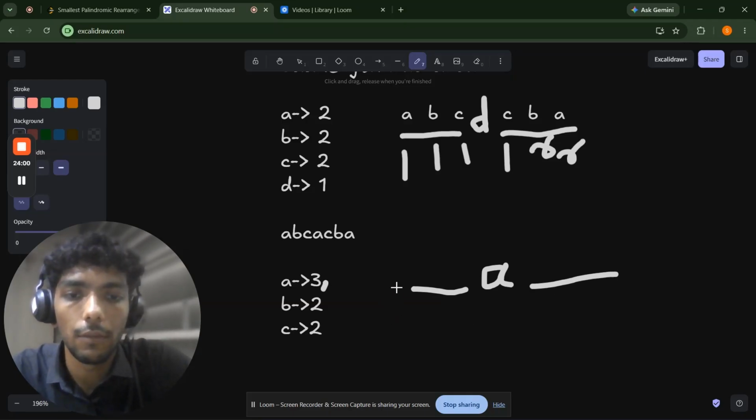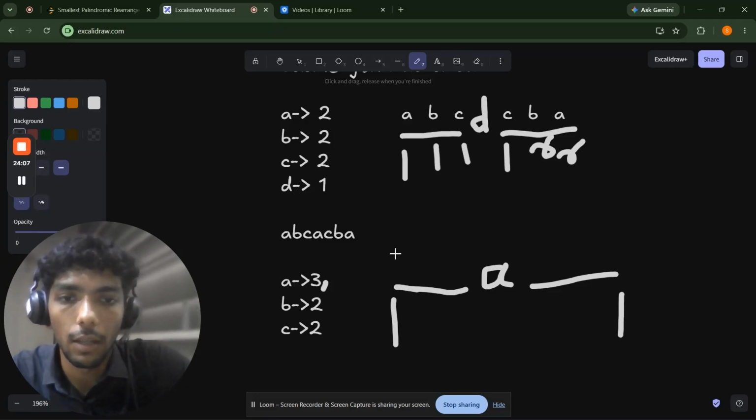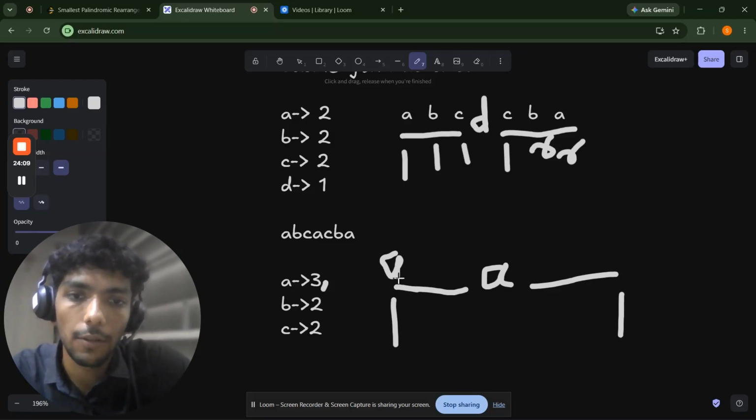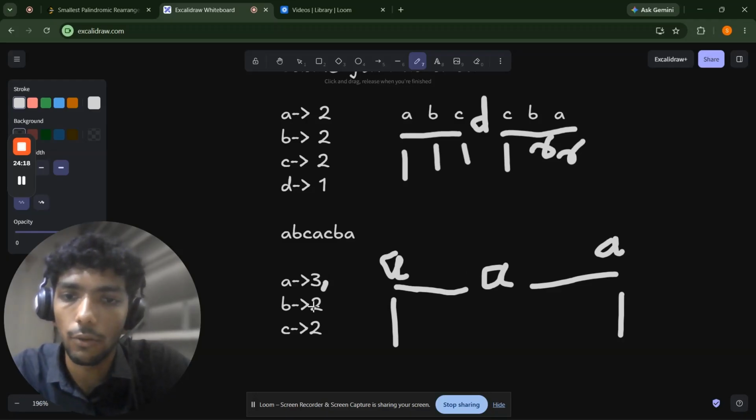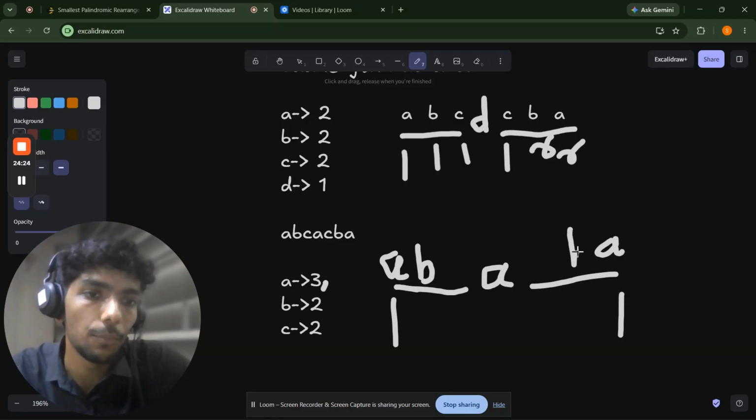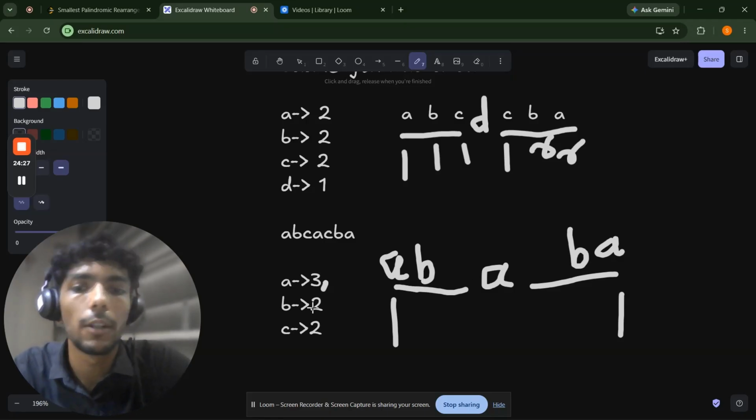We will start from L equals to 0 and R equals to n minus 1. We have smallest, so we put A, and to make it palindromic we put one more A over here. But we find that we have used 3 of our A's, so A is over. Now it's time for B. For smallest we put B over here. For palindromic we need to put B over here.